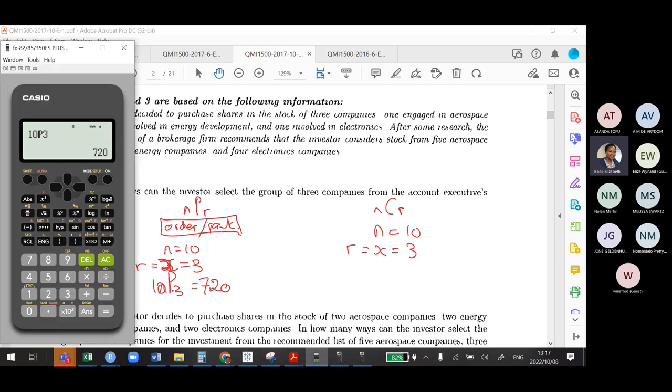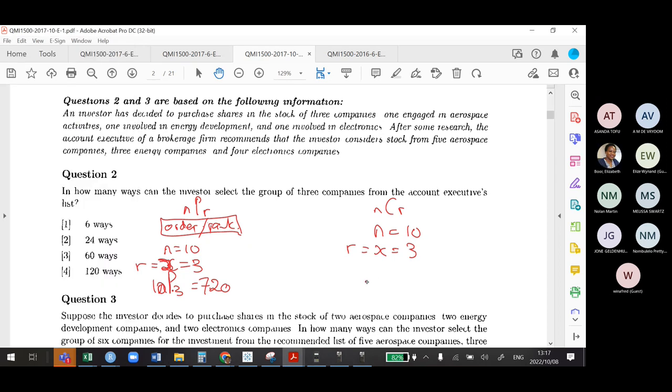Now, let's do the combination. Combination is the same. Bigger number first, second function, division, and 3 and equal, and that is 120. So 10C3 gives 120. As you can see, they're both asking you the same thing, how many ways you can do this, but you will get different answers. If order was given, it gives you 720 ways, and if no order was given, it gives you 120 ways.